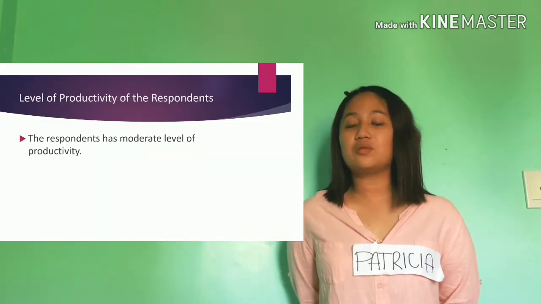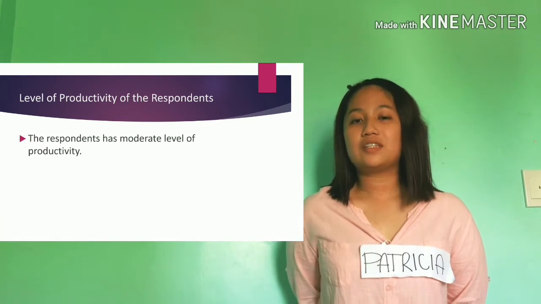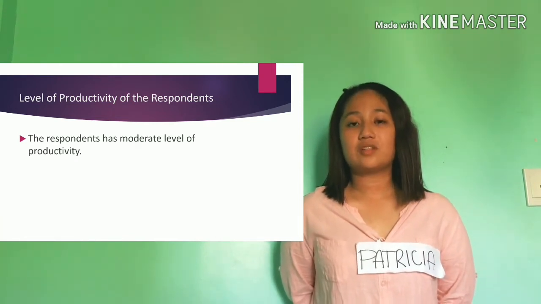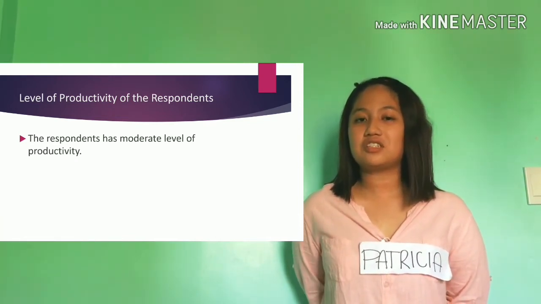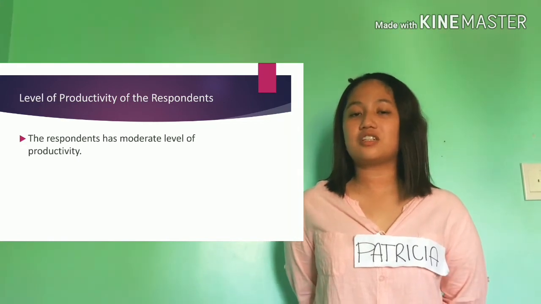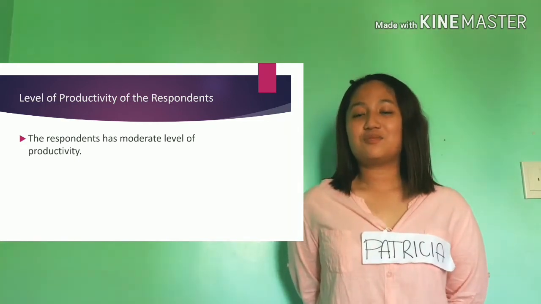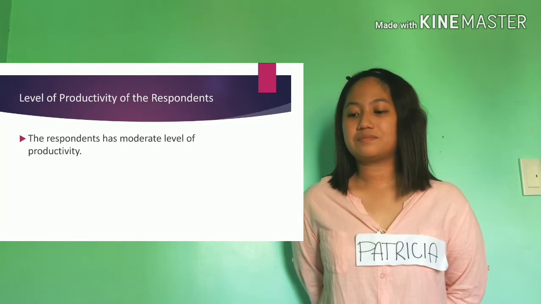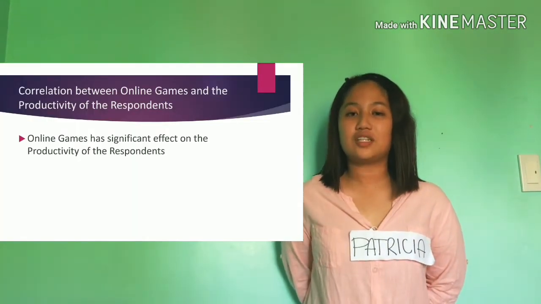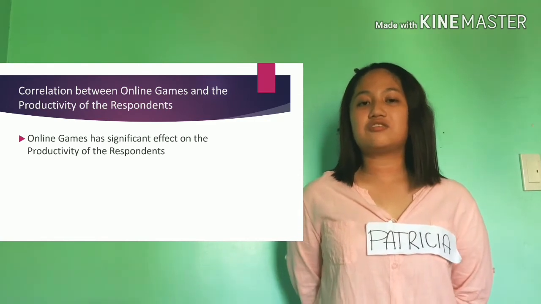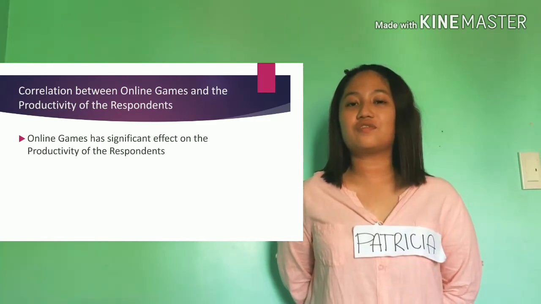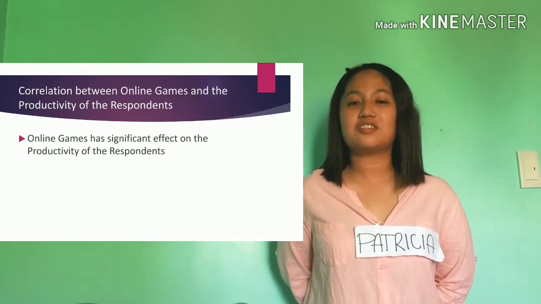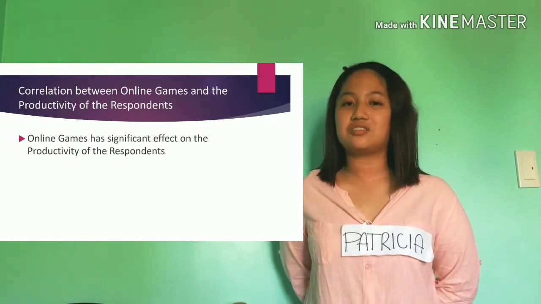On the level of productivity of the students, the computed weighted mean for productivity level of students is 3.1469, which as a transmuted description is moderate level of productivity. On the correlation between online games and productivity of the students, the null hypothesis is rejected because the value of the correlation coefficient is 0.0986.